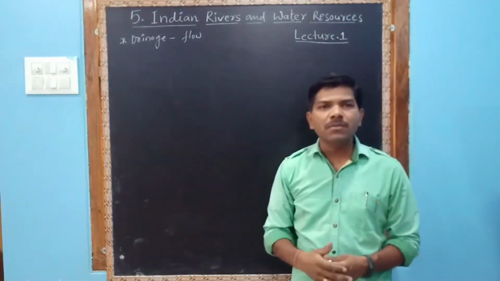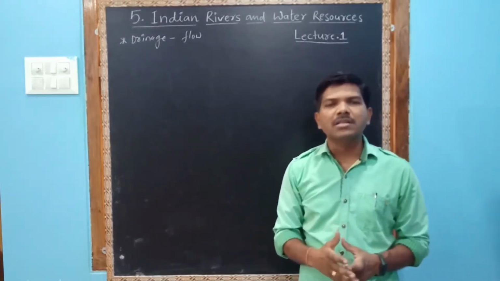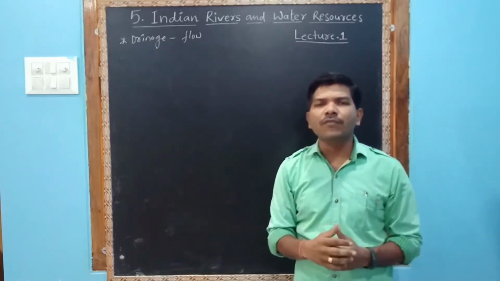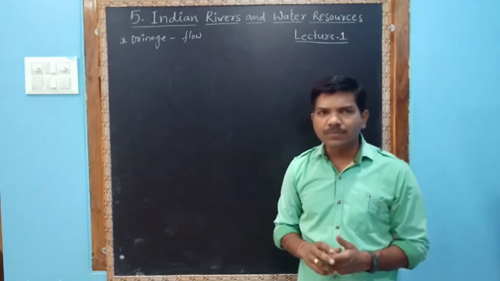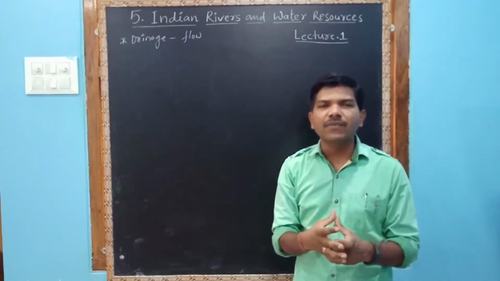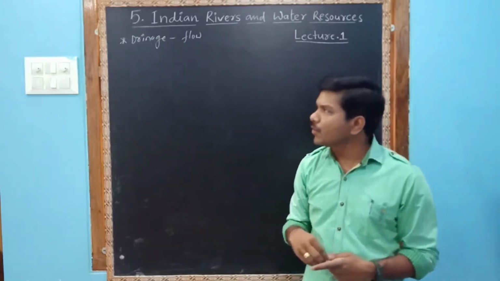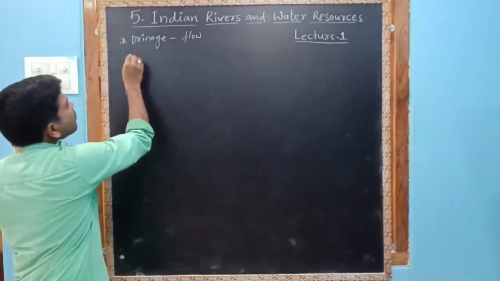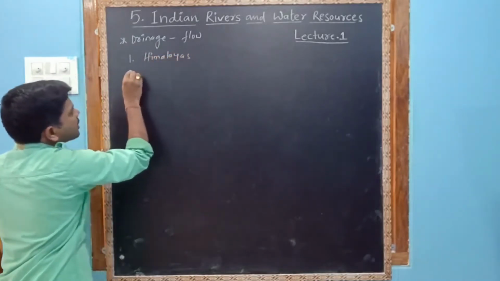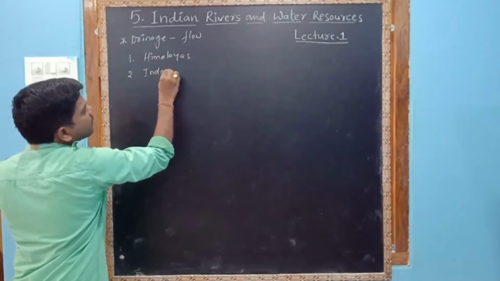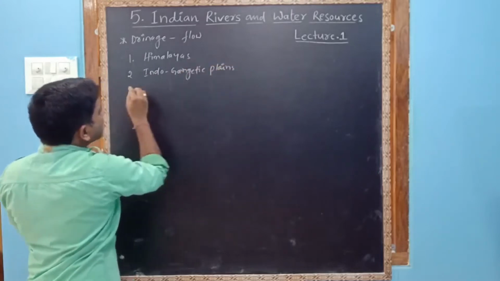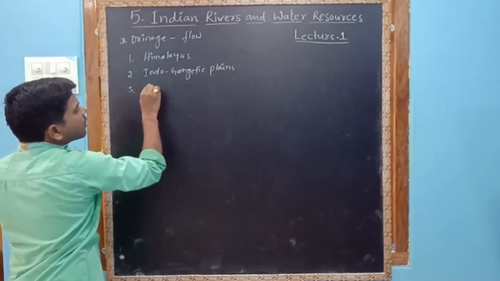Our Indian drainage system has evolved and adjusted itself with the evolution of three physiographic units. I repeat, it has evolved and adjusted itself with the evolution of three physiographic units. What are the three physiographic units? First one is the Himalayas. Second is the Indo-Gangetic Plain. And third is the Peninsular Plateau.